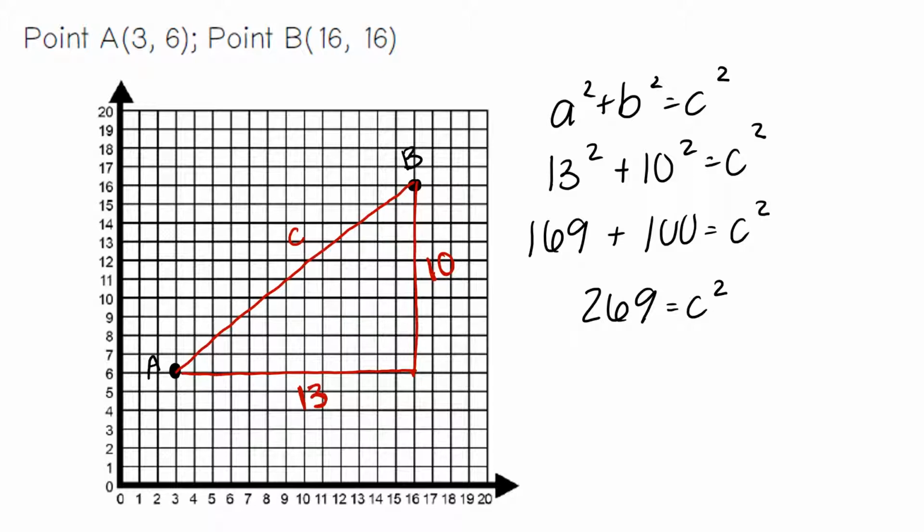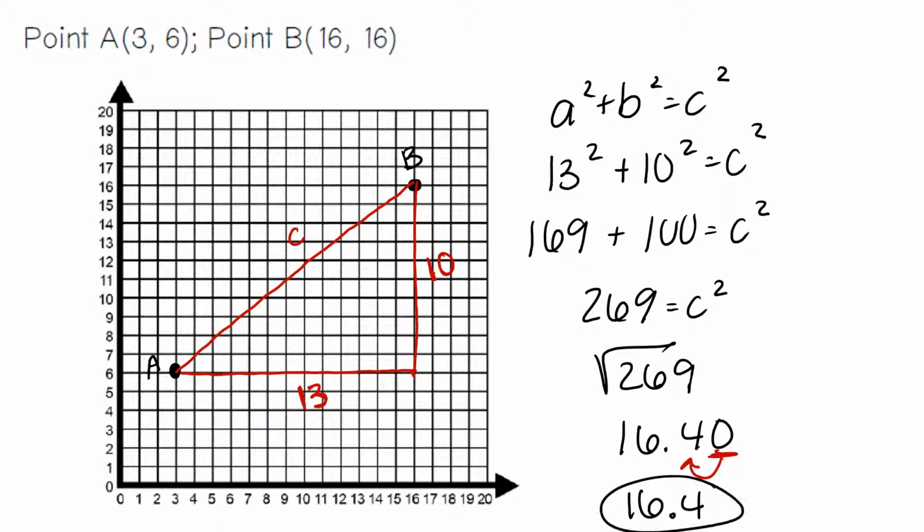Last step of the Pythagorean theorem is to take the square root. So the square root of 269 is going to give us an answer of 16.40. The second decimal place, 0, 4 or less, we round down for an answer of 16.4.